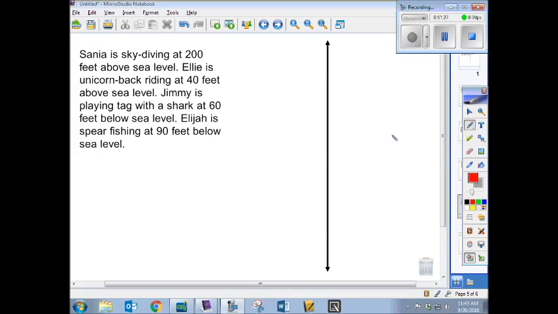Okay. So the first one says Sanaya is skydiving at 200 feet above sea level. Guys, what's my very first step? I always need to do this. Put the sea level. Yes, you got to make sure you have your sea level put in there, okay? That's our ground level or sea level there, okay? So I'm going to put that at sea level, okay? And that's 0, right, guys? Okay? All right, let's plot Sanaya.